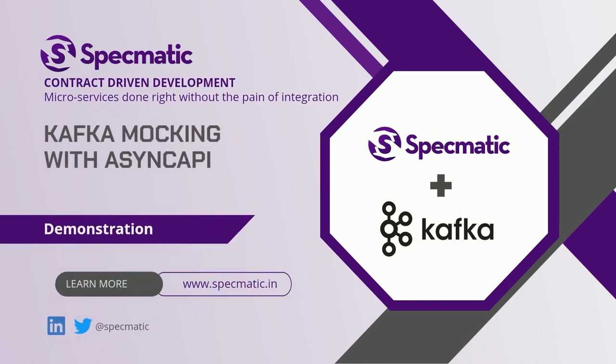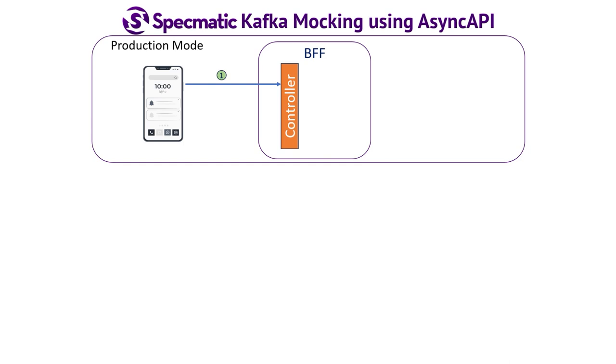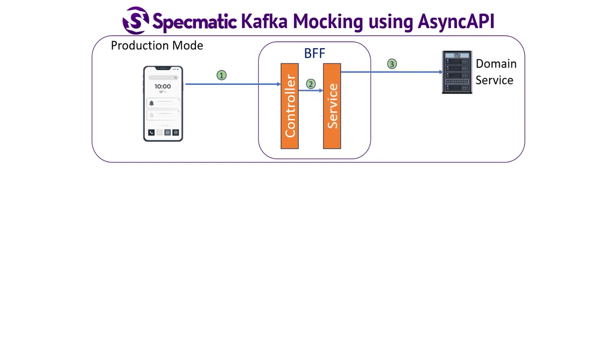Hi, in this video, we'll show you how Kafka can be mocked out using specmatic. Let's take the example of an HTTP consumer that sends a request to an application. The request is received by the controller, which invokes a service layer that fetches data from an HTTP API dependency and then drops a message onto a Kafka topic. The service layer returns a response to the controller, which in turn returns a response to the consumer.